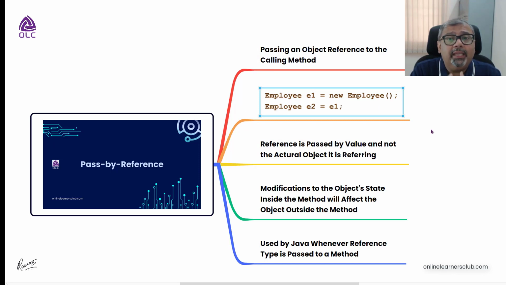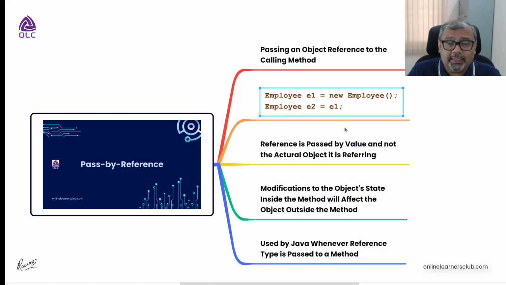Employee e1 = new Employee. What do you understand by this? It's a very simple mechanism, where a new employee object is created in memory and a reference variable e1 is pointing to that particular employee object. This is the basic concept. Now let us say we have e2 = e1. Now what happens? There are two reference variables here. e2 is another reference variable which is also pointing to the same employee object.